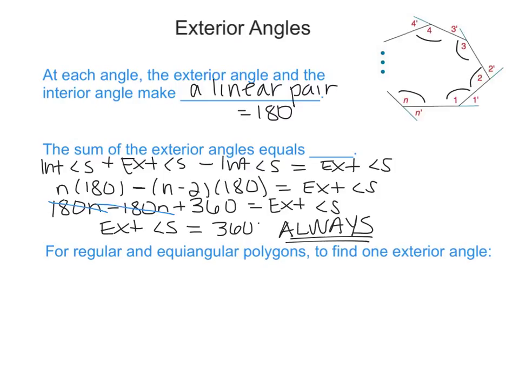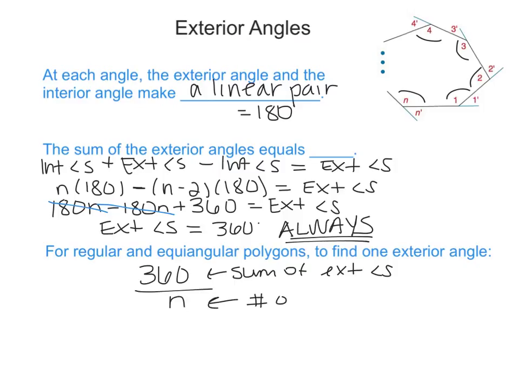Now for regular and equiangular polygons, to find one exterior angle, we take the 360, which is the sum of the exterior angles, and we divide it by n, which is the number of sides. And when you do that, so for example, if you have a pentagon, you would do 360 divided by 5, and that would give you one measure of one exterior angle. So that could be this angle out here, for example.